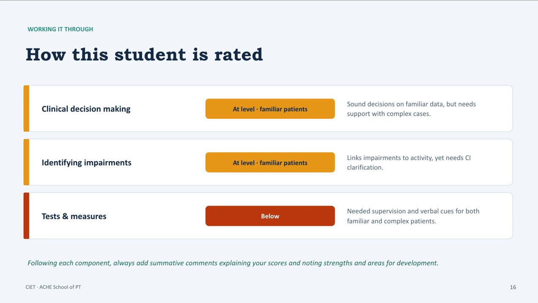This student is performing at level for familiar patients when it comes to making clinical decisions based on gathering data, but requires more support with complex patients. She is making the link between impairments and activity, but because she needs clarification from the CI, she would be rated at level for familiar patients for identifying impairments. Because she required supervision and verbal cues for identifying appropriate tests and measures for both familiar and complex patients, she might be rated below for that component. Following each component of the patient management section, please always add summative comments to explain your scores and identify strengths as well as areas for development.